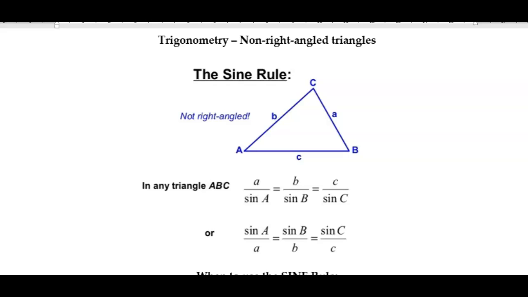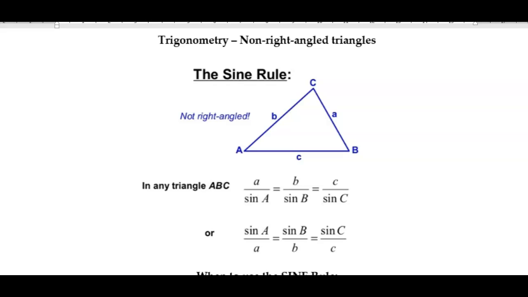In this lesson, we are going to have a look at trigonometry with respect to non-right angled triangles. And the first rule that we're going to discuss is the sine rule. Now, there's going to be a second part of this video which is going to discuss the cosine rule. Right, so let's talk about the sine rule.